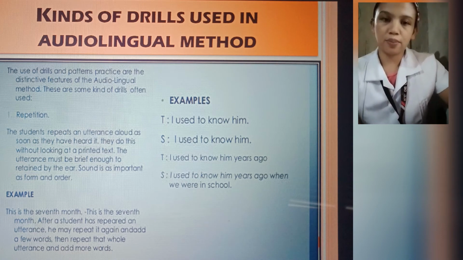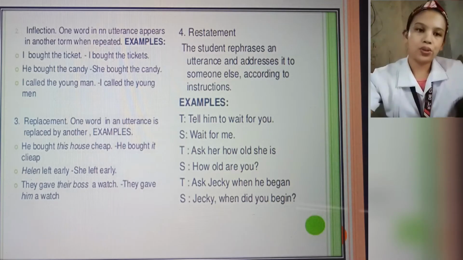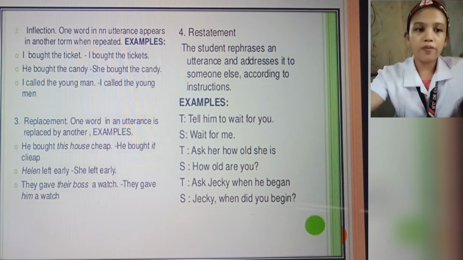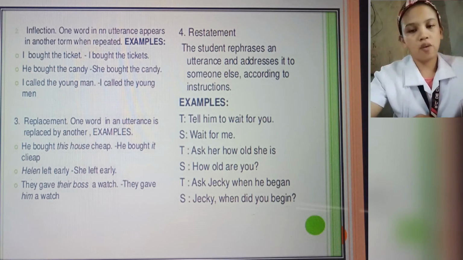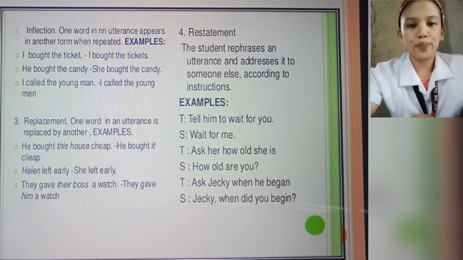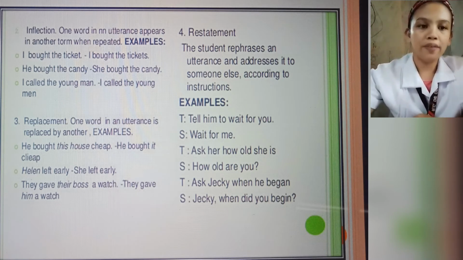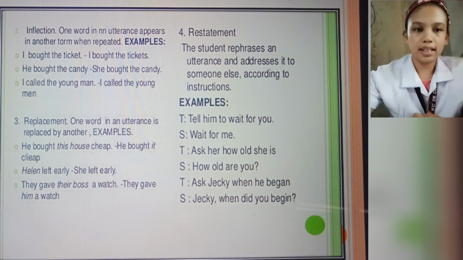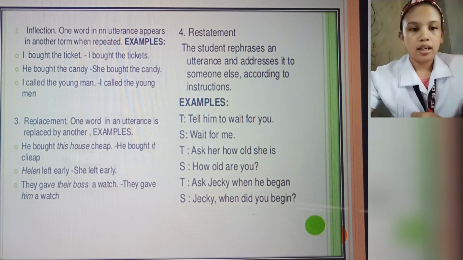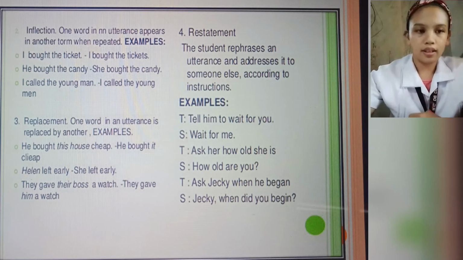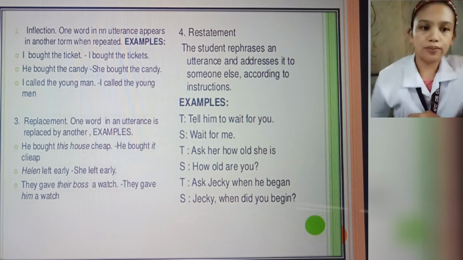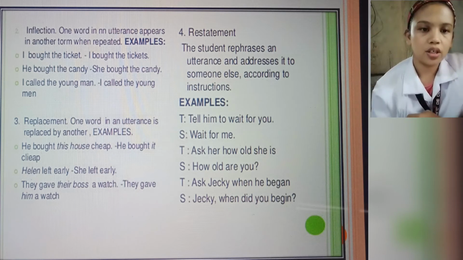So, this is the example. Number 2, inflection. The word inflection and the utterance after in another turn when repeated. So, example, I bought the ticket. I bought the ticket. So, he bought the candy. She bought the candy. So, the word bought is the repeated word.